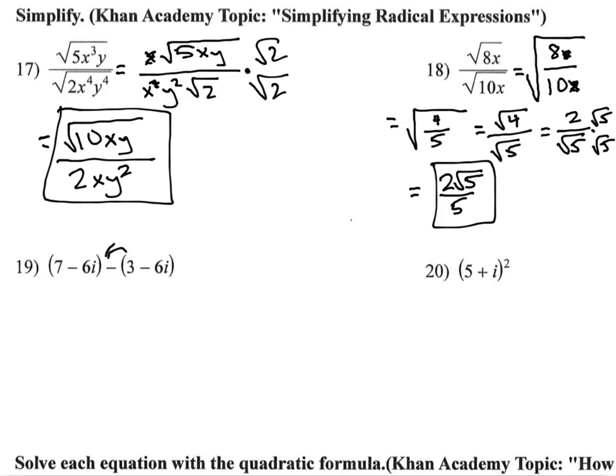So just like before, we're going to distribute that negative to each term. So 7 minus 6i minus 3 plus 6i. Minus 6i plus 6i is gone. 7 minus 3 is 4.